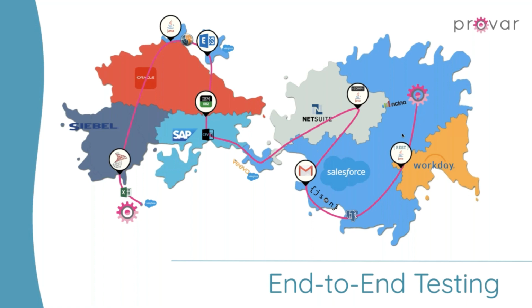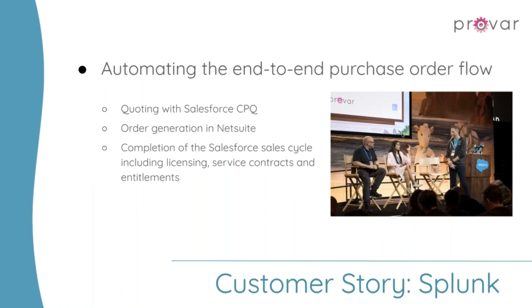And so let's talk about a specific customer example here. Splunk had a need to automate their entire purchase order flow. And this covered a lot of different areas. It would need to touch Salesforce CPQ and NetSuite at various points along the way. It wasn't just a logical order or moving from one to the next. It was you do something in one of them and then you move into the other one and you go back to the other one.